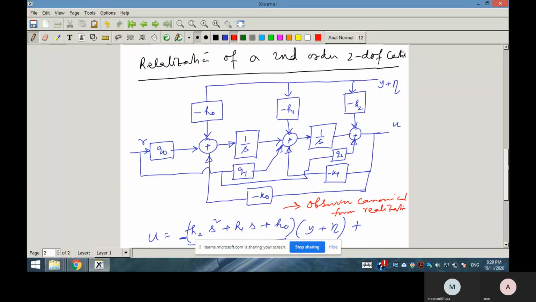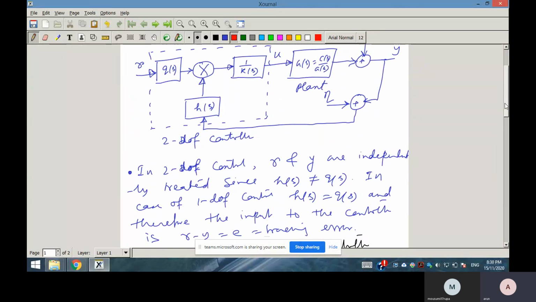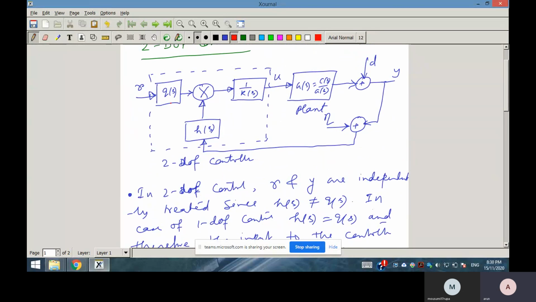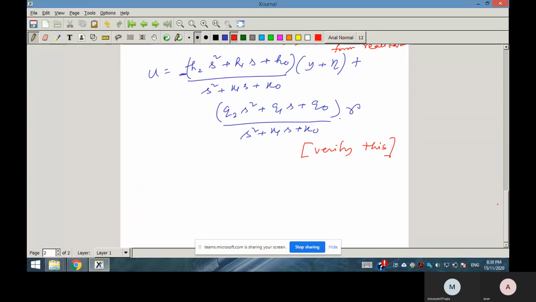Now we'll see what the important transfer functions are, as we obtained in the case of 1 degree of freedom, and then what kind of additional advantage we'll get because of having qs not equal to hs, that means the 2 degree of freedom configuration.